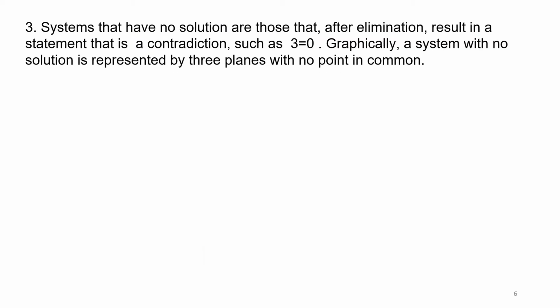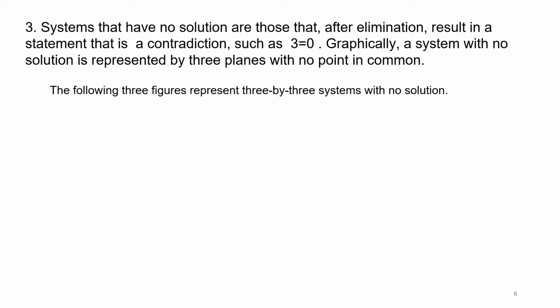Now, systems that have no solution are those that, after elimination, result in a statement that is a contradiction, such as 3 equals 0. Graphically, a system with no solution is represented by three planes with no point in common. The following three figures represent 3 by 3 systems with no solution.